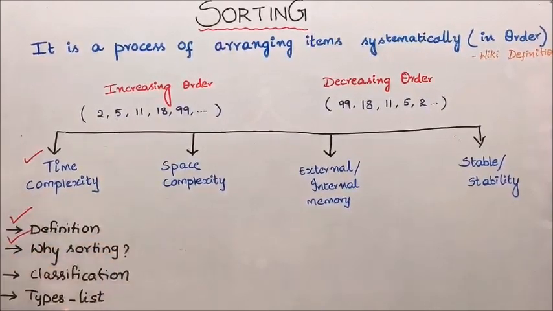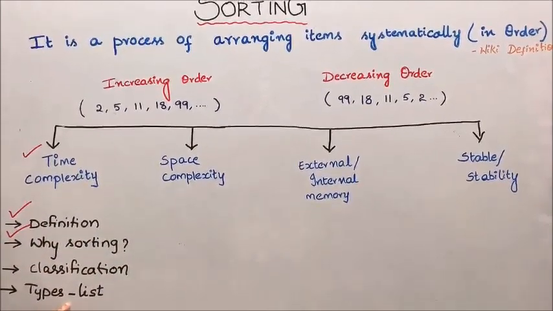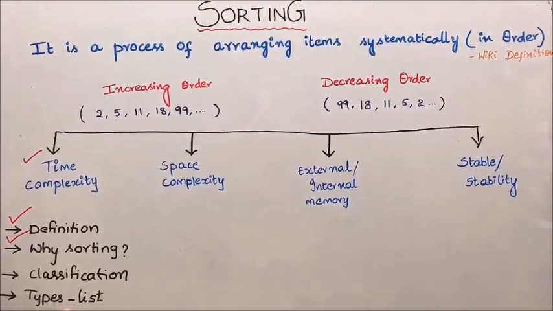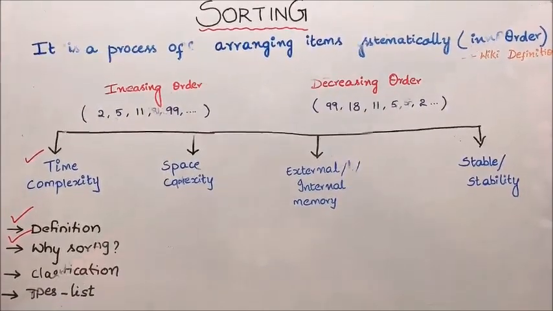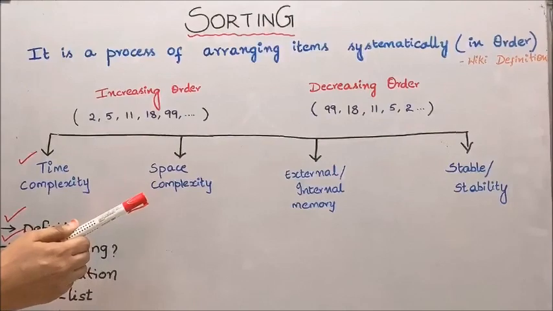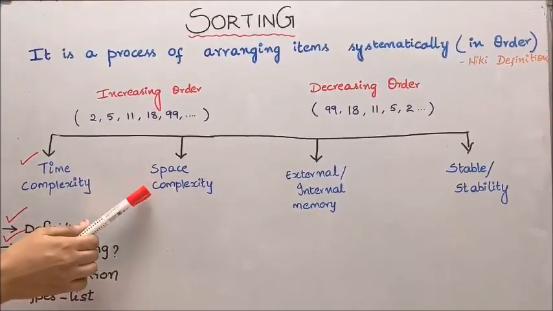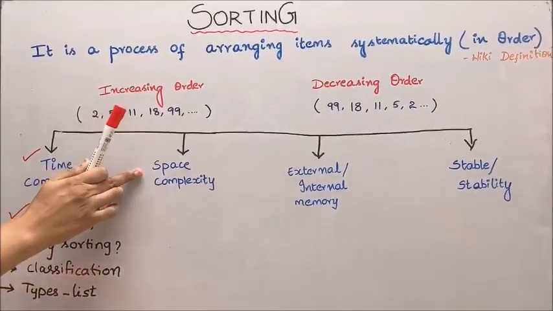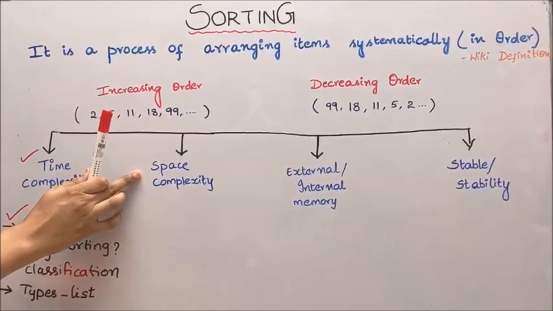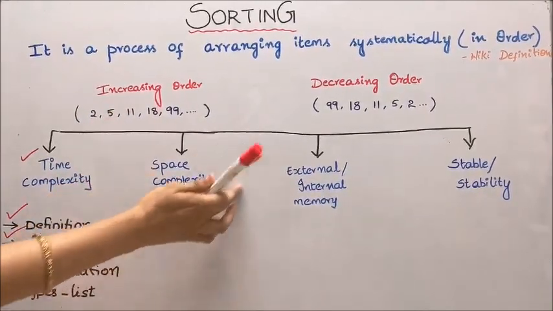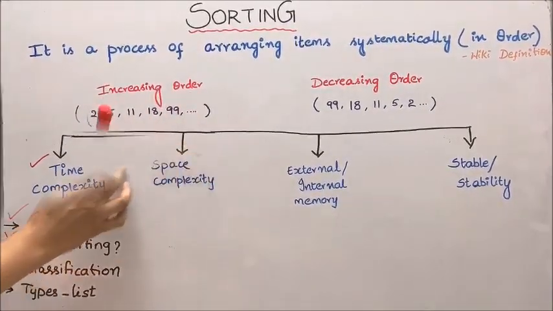Based on the different types of sorting techniques, some sorting techniques may take less time and some sorting techniques may take more time. The next one is space complexity. Space complexity means the amount of space or memory required to store a particular program. So based on this category, the sorting techniques are being classified.